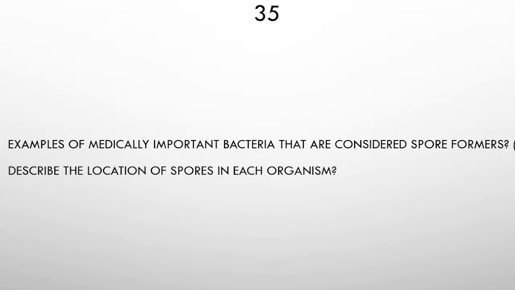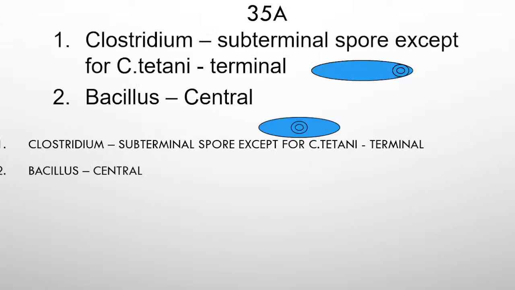These are the organisms that you're going to talk about. We actually have different locations. Describe the location of the spore. That's why I added the second bullet. For Clostridium species, it's actually terminal, except for Clostridium tetani, which is subterminal. And this is my drawing. Don't forget, Bacillus has a central spore, while Clostridium species have terminal spores, except for Clostridium tetani. All right.